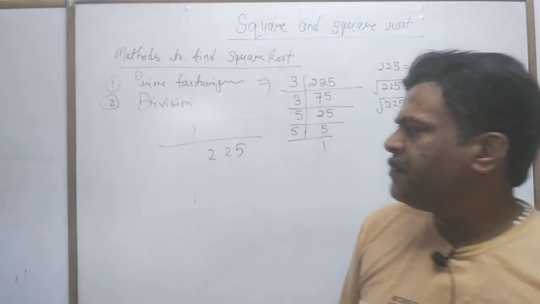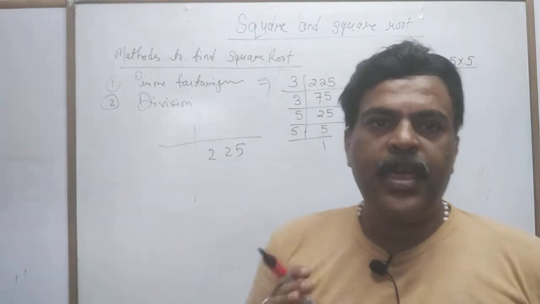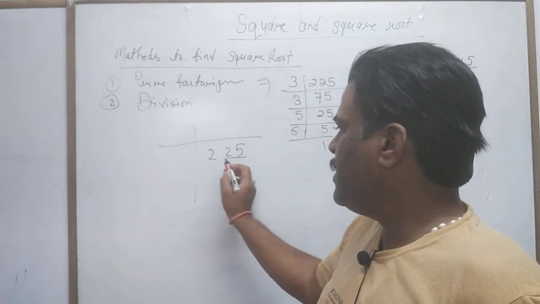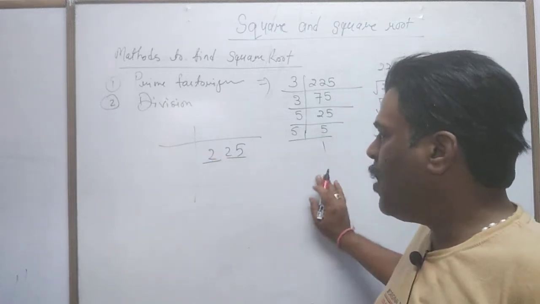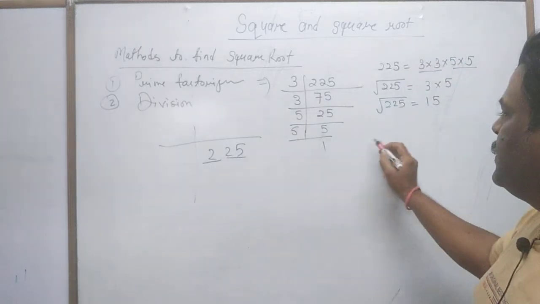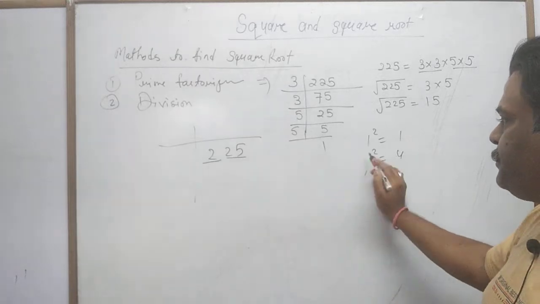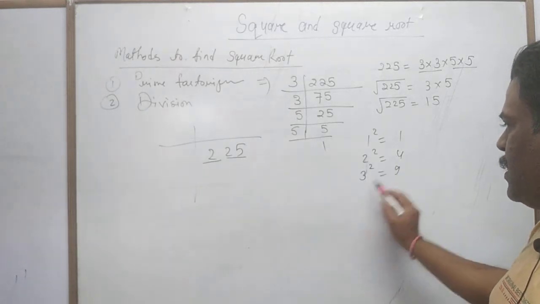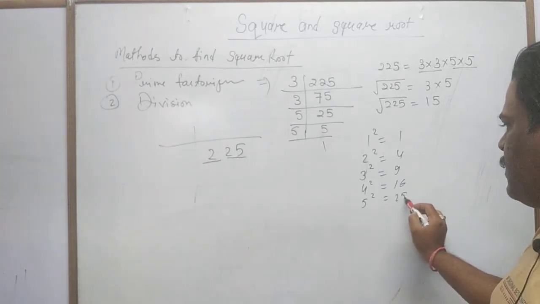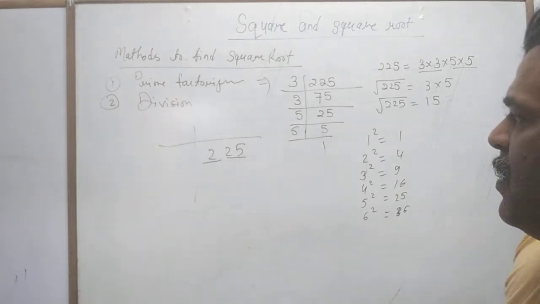Now we are solving this question by the division method. In the division method, first step, we have to make pairs of the given number's digits, starting from the right hand side. So this is the first pair and this is the second pair, and there is only a single digit. Now we have to use just one table here, and this table is: square of 1 is 1, square of 2 is 4, square of 3 is 9, square of 4 is 16, square of 5 is 25, square of 6 is 36.